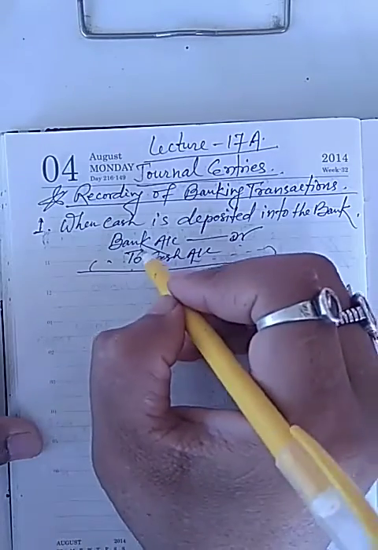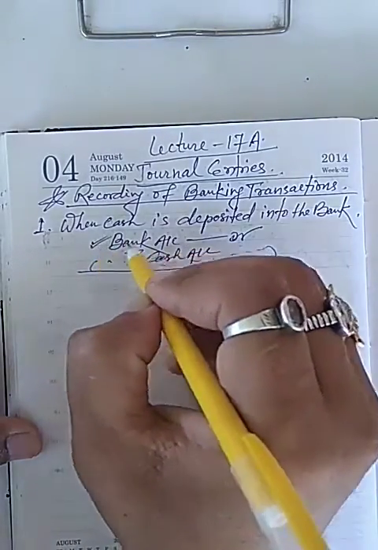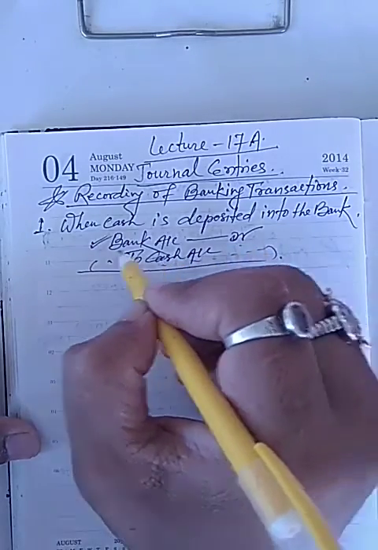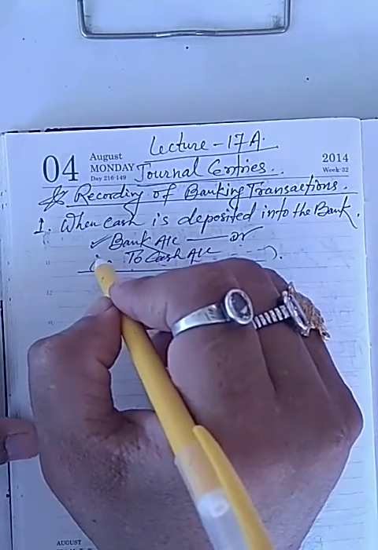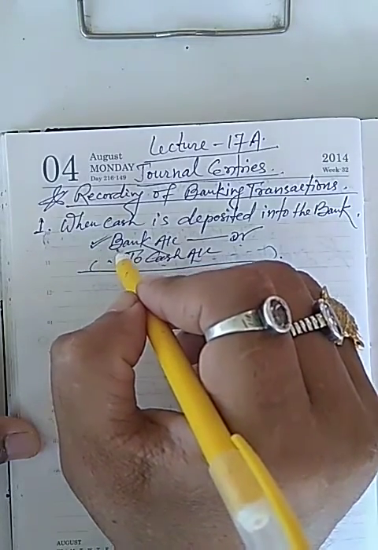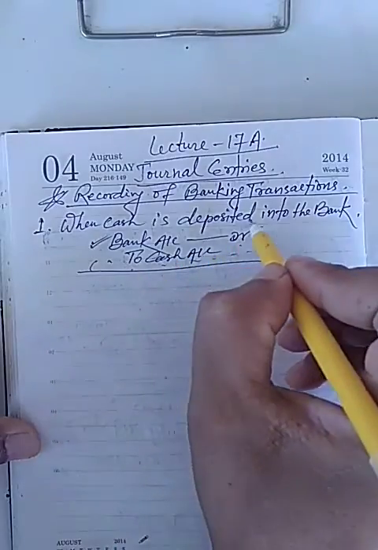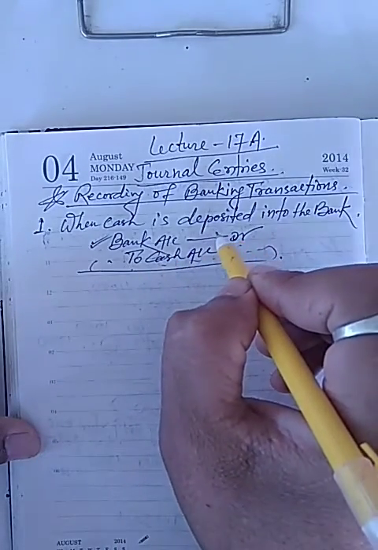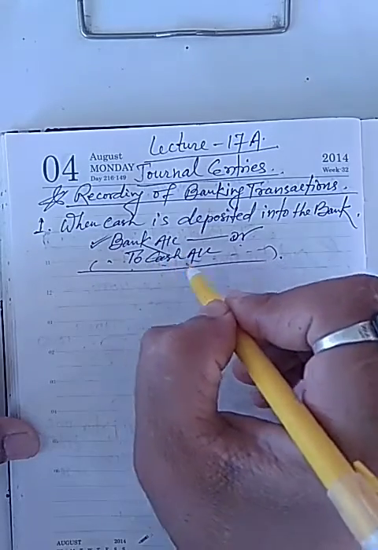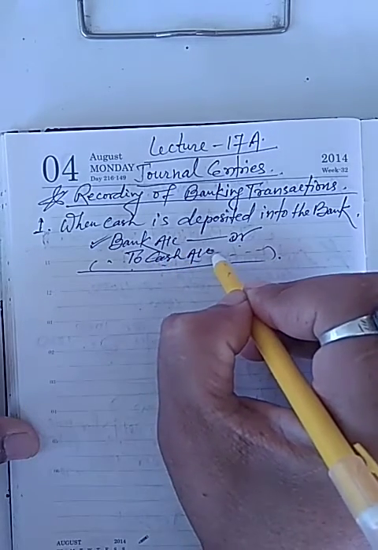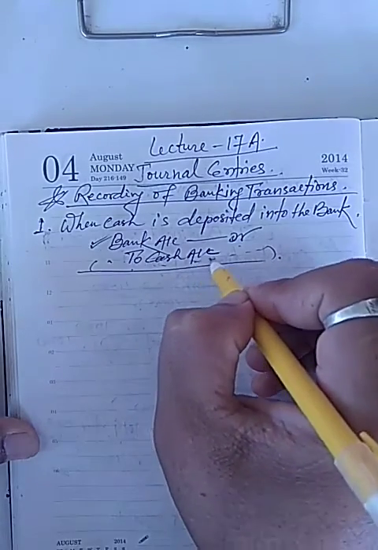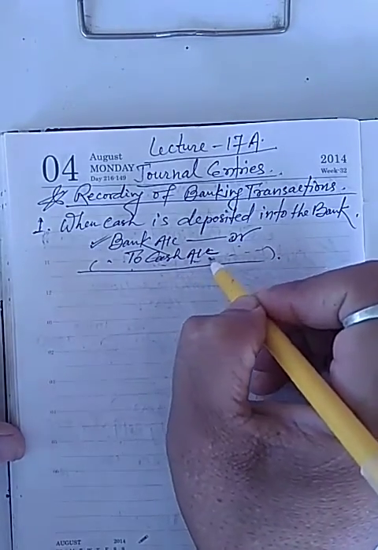In this case, bank is receiver because bank is personal account. Bank is an institution. So when we deposit cash into bank, bank is receiver, and according to rule of real account, cash is going, so it will be credit.